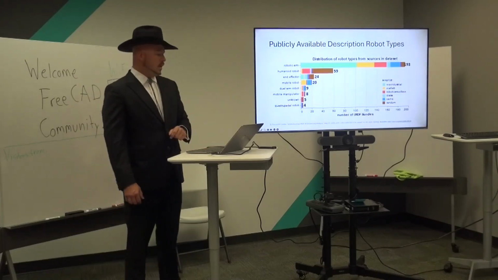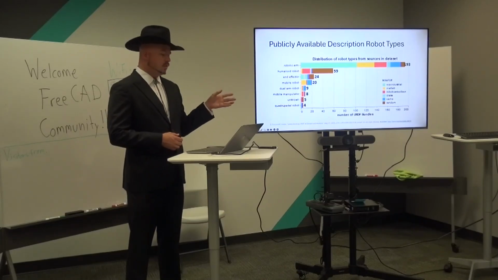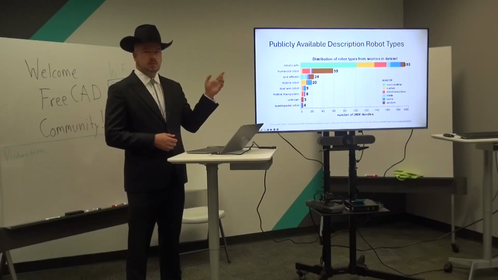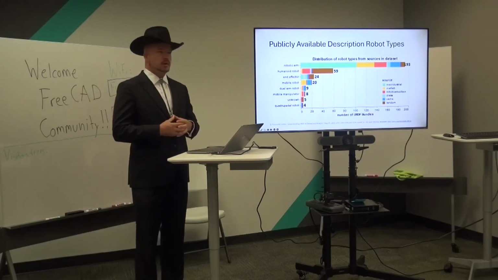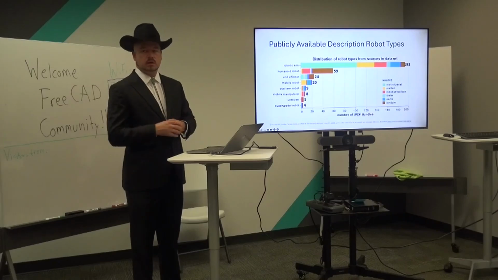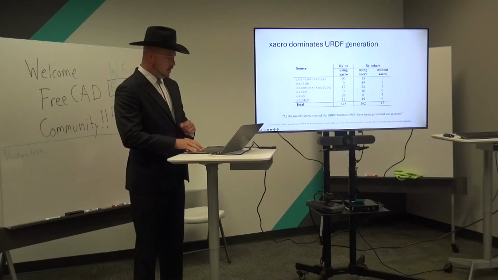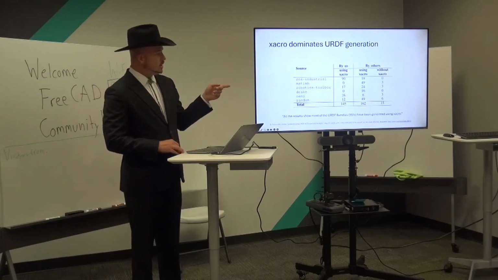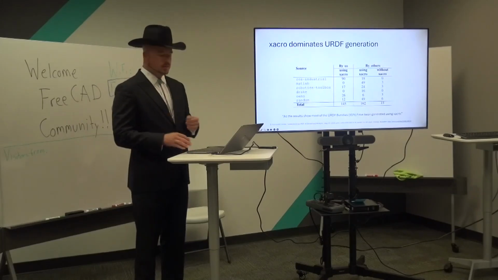If you go online, you can find publicly available descriptions of these robots. Most of them are robotic arms. Most of it comes from the ROS Industrial project, where they describe various robot arms which are used in industry. There's a bunch of other sources out there. So Xacro dominates the URDF generation. It is 95% of what's available publicly, at least.